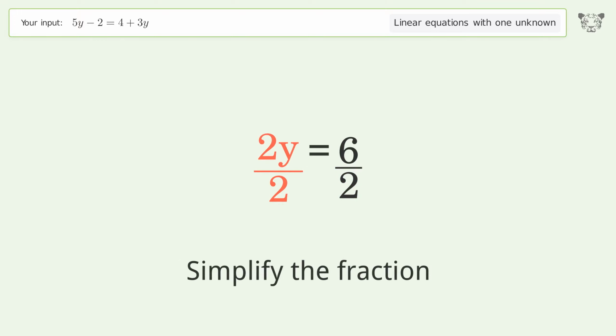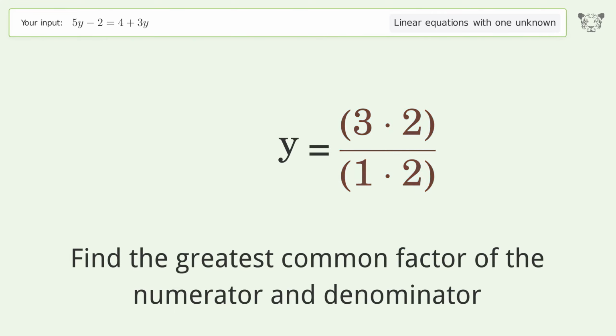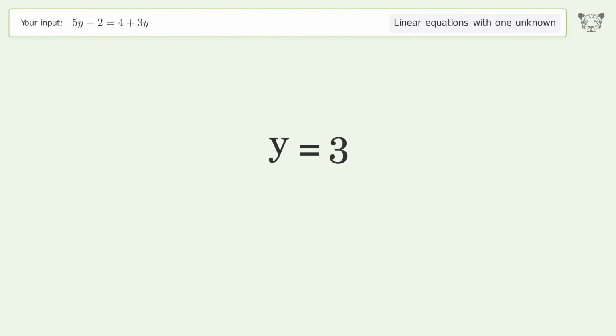Simplify the fraction. Find the greatest common factor of the numerator and denominator. Factor out and cancel the greatest common factor. And so the final result is y equals 3.